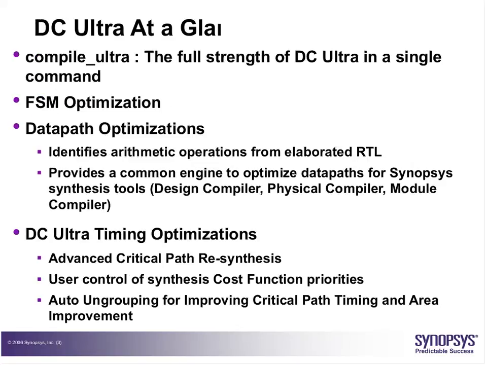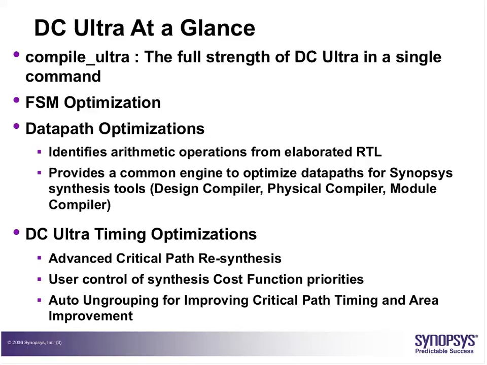So DC Ultra, the compile ultra. The regular compile is called DC Expert. First DC launched a feature called DC Ultra, and there was a command called set ultra optimization; you had to set that variable to true to enable it. But now all that functionality comes under the hood of the command compile ultra. So it's the full strength of DC Ultra in a single command. Now these slides are by Synopsys, so there would obviously be some marketing terms involved here.